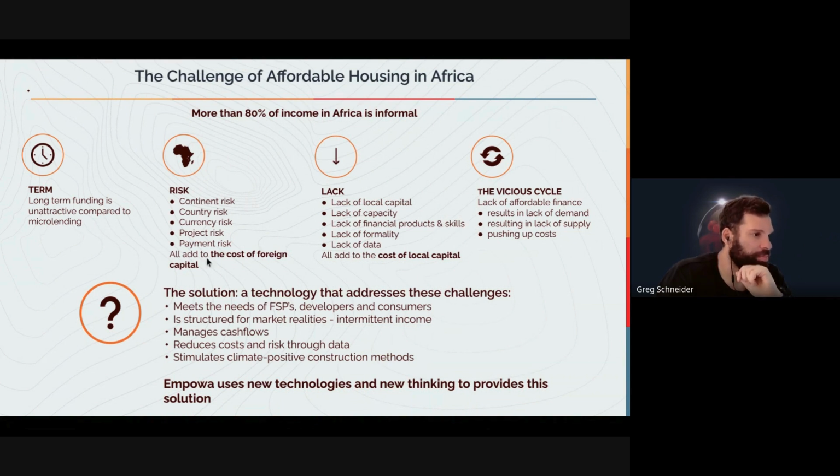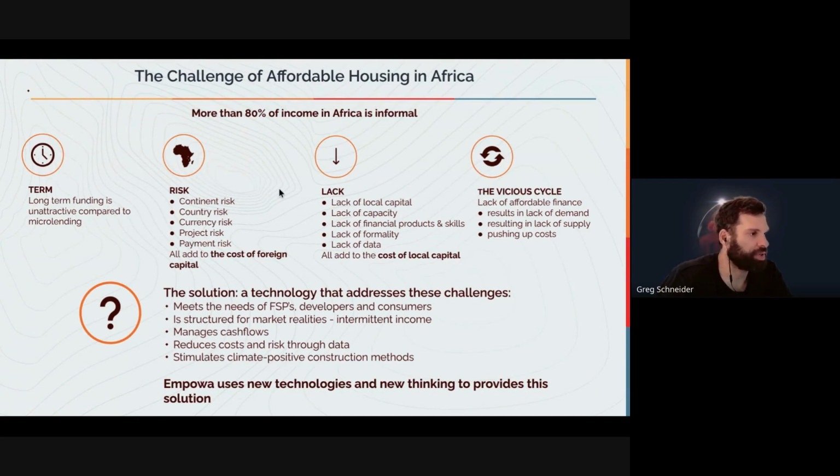But one of the big risks we see is perceived risk of the continent, of a country, of currency, of project, of payment. All of this perceived risk is what increases the cost of capital. So that means that when people are trying to get funding, even if they can get something like a mortgage, interest rates can be as high as 25, 27% for a home loan, which makes them completely unaffordable. And that's a problem we're trying to tackle on a number of different fronts.